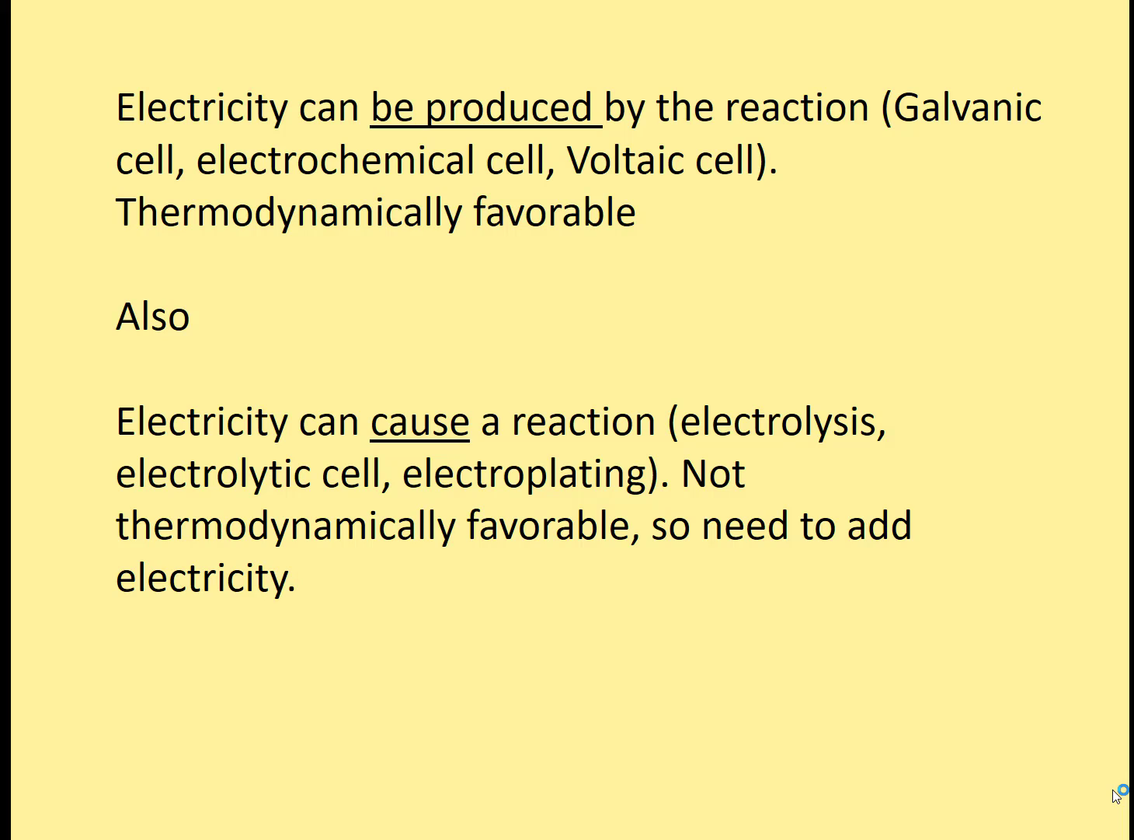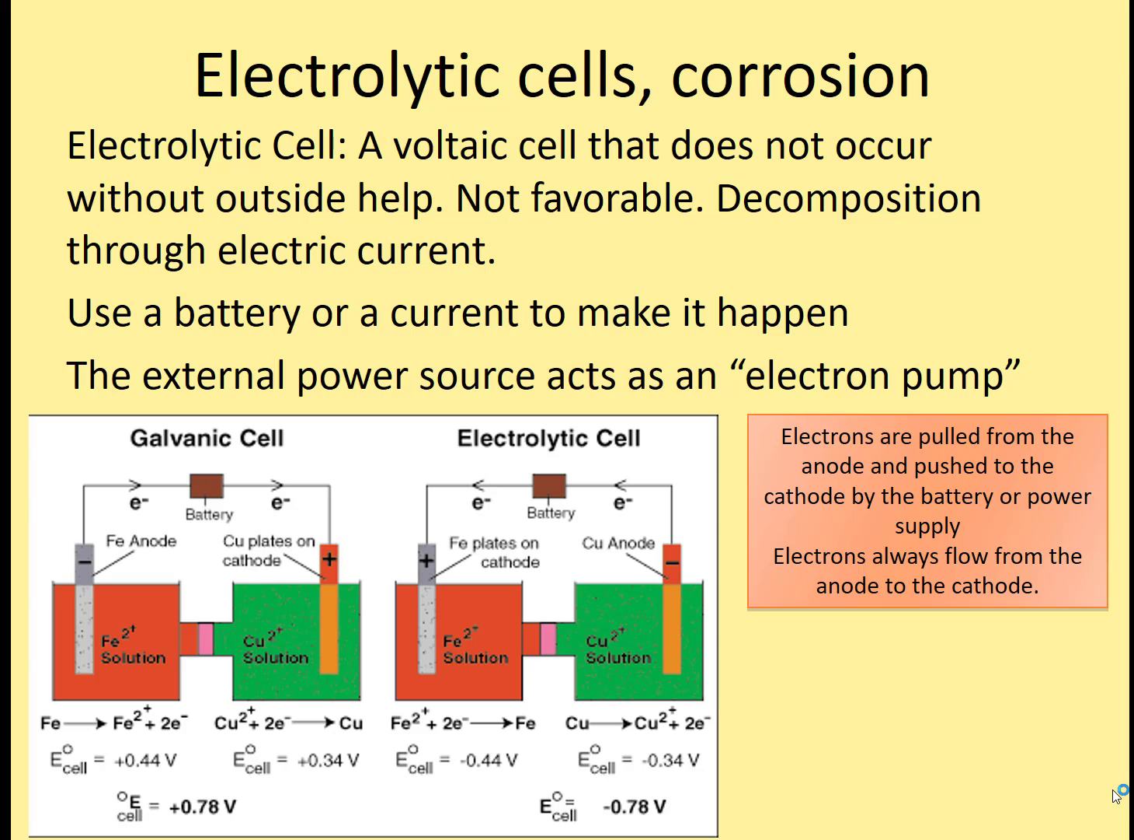And so in order for these to run, you have to add electricity or a battery of some sort to run it. A good example of this would be splitting water, like electrolysis, or an electrolytic cell where it's running backwards from the activity series, and electroplating. An electrolytic cell is a voltaic cell that does not occur without outside help, and that is because what should be oxidized we're actually reducing, and what should be reduced we're actually oxidizing. And so a battery or a current, so plugging something into the wall, makes this happen.